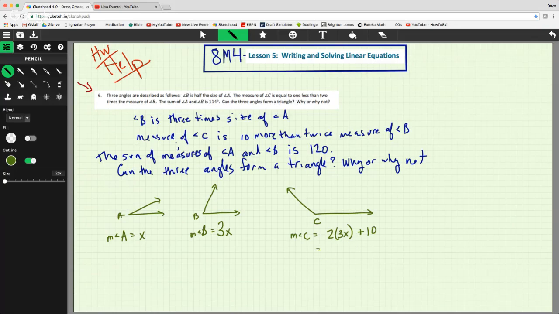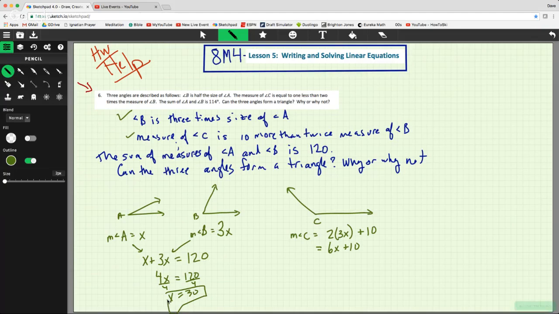Okay, so let's keep going. We've drawn out our 3 angles. Now we've used this and we've used this. So the sum of the measures of angle A and B is 120. Here, let's write our 6x plus 10 here. So angle A plus angle B is 120, so x plus 3x equals 120. Now we can go about solving for x. We have 4x equals 120. That's combining like terms. Divide both sides by 4, and I get x equals 30.